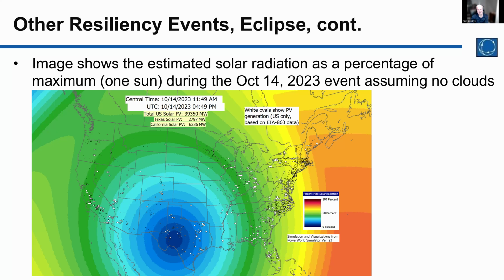We're going to have another bullseye moving in the direction going to the northeast to model the April 8th, 2024 eclipse, and we'll get that out to people very soon. Unfortunately, that's our last eclipse in North America until I think like 20 years in the future. So there's limited application for this eclipse stuff, but there's lots of other resiliency events we could consider.